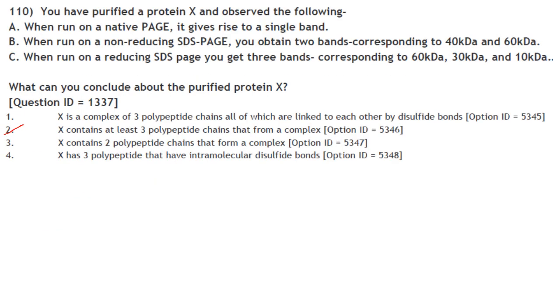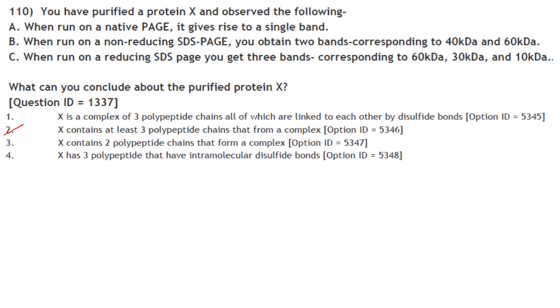Then next one. You have purified a protein X and observed the following. When run on a native PAGE, it gives rise to a single band. When run on a non-reducing SDS PAGE, you obtain two bands corresponding to 40 kDa and 60 kDa. When run on a reducing SDS PAGE, you get three bands corresponding to 60, 30 and 10 kilodaltons. What can you conclude about the purified protein X?